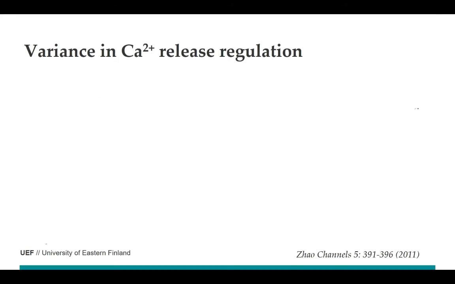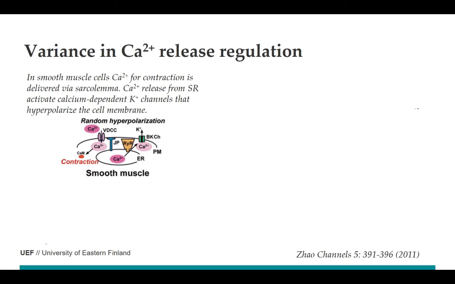Okay, we might then think that we have some variance in this calcium release and regulation, because we have 3 different types of muscles. In the smooth muscles, the calcium for the contraction is delivered from the sarcolemma, so it doesn't need the endoplasmic reticulum or sarcoplasmic reticulum for the contraction at all. But in some cases, this calcium is released from the sarcoplasmic reticulum to activate calcium-dependent potassium channels that hyperpolarize the cell membrane. So if you are releasing calcium from the intracellular stores, you're actually making the cell rest.